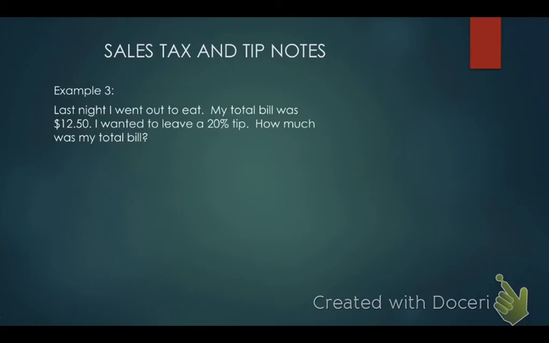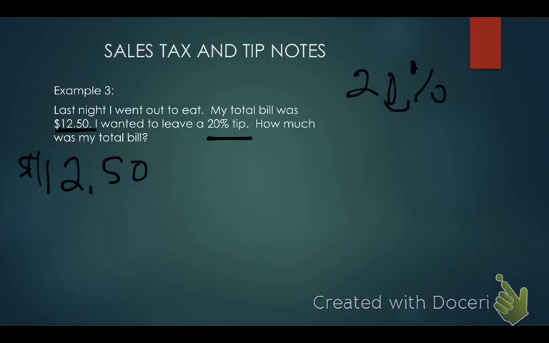Last night I went out to eat. My total bill was $12.50. I wanted to leave a 20% tip. How much was my total bill? Now when I leave a tip, that means I'm giving some money. So I want to take 20% of my total bill, which is $12.50. So again, remember, you want to move the decimal point. You want to change it from 20% to a decimal. You're not going to put the percent sign after this. Don't put a percent sign. Alright? You want to just leave it as a decimal, and I'm going to multiply it.